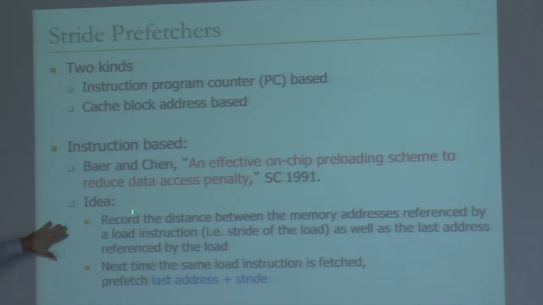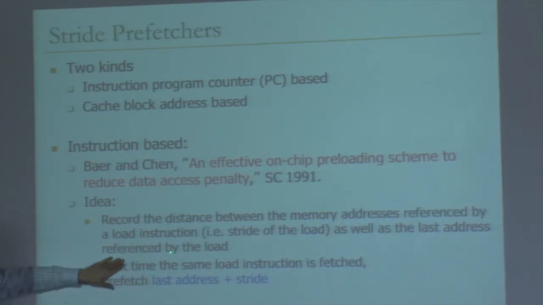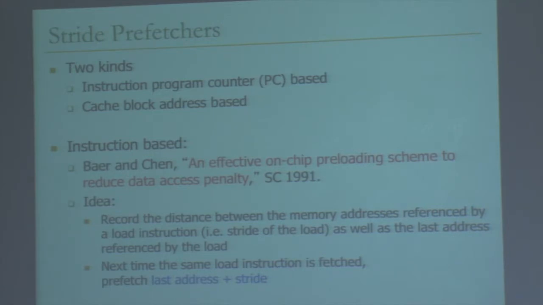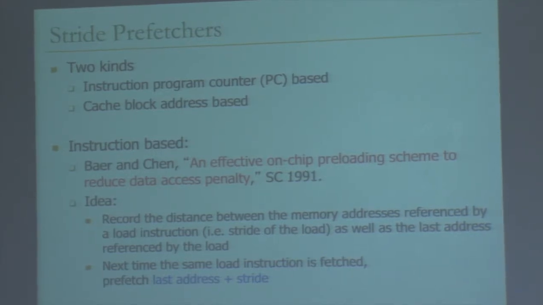So let's take a look at the instruction-based one. This way, different instructions can lead to different accesses with different strides, and now you can capture those differently. The idea is to record the distance between the memory addresses referenced by a load instruction, called the stride of the load. We've talked about stride before. Also record the last address referenced by the load. And the next time the same load instruction is fetched, prefetch the last address plus stride. That's your next address to prefetch. Make sense? This is assuming that the load is actually generating addresses in a strided manner.